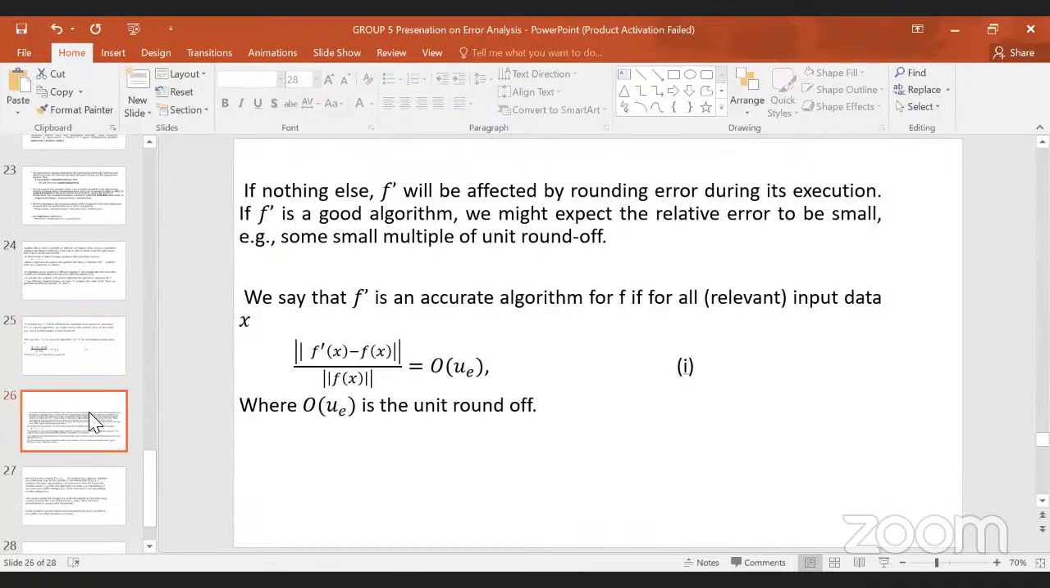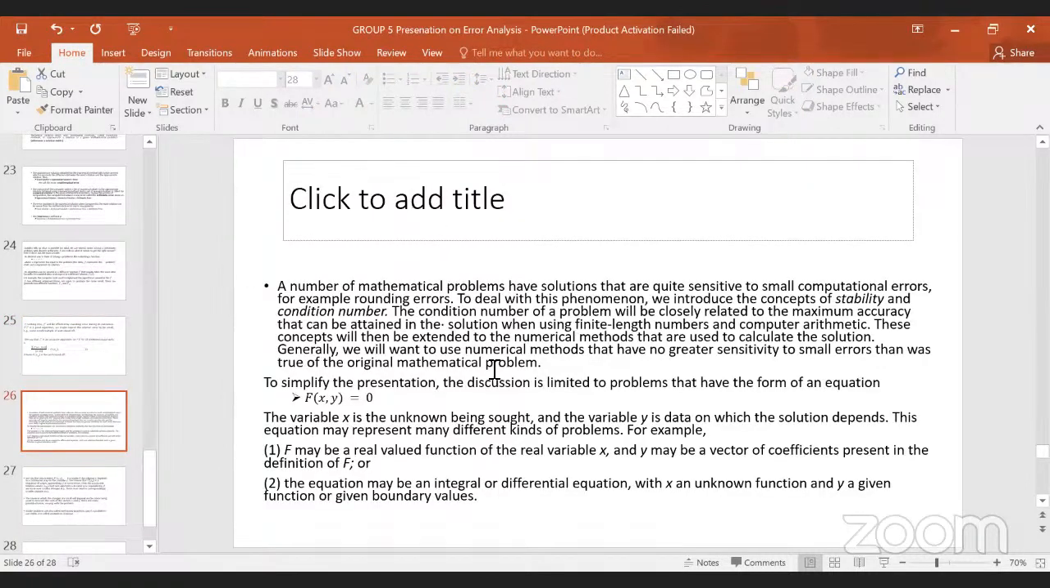We continue further. We say a number of mathematical problems have solutions that are quite sensitive to small computational errors, for example, rounding errors. To deal with this phenomenon, we introduce the concept of stability and condition number. The condition number of a problem will be closely related to the maximum accuracy that can be attained in the solution when using finite length numbers and computer arithmetic. This concept will then be extended to the numerical methods that are used to calculate the solution.